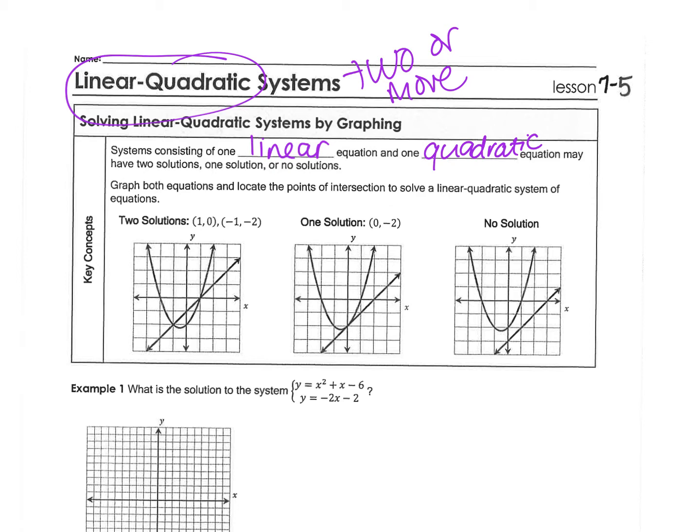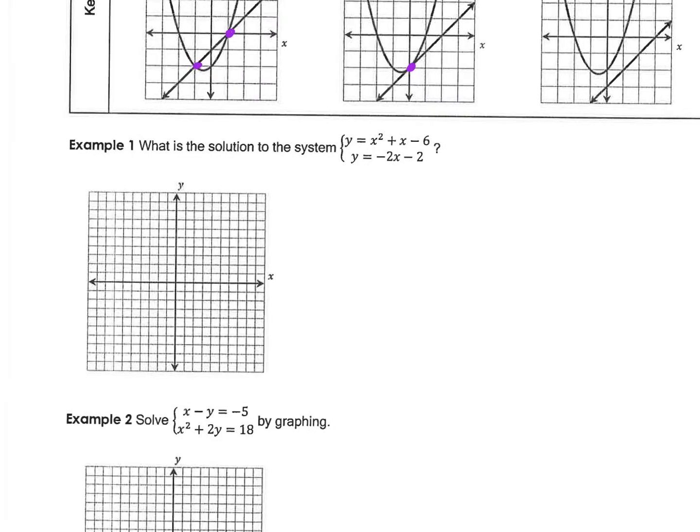Whenever you're solving a linear quadratic system, it may have two solutions, which will look like this. There are two here because they're intersecting at two different places. And then there'll be one solution if it looks similar to this. It only crosses the parabola once. And then you have no real solution if you have a parabola with a line that does not cross through it.